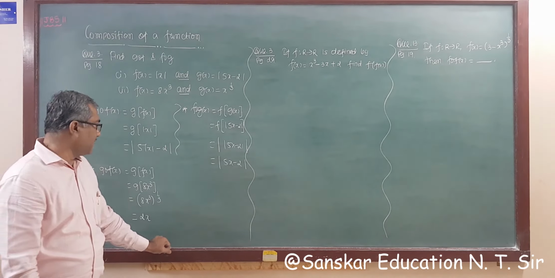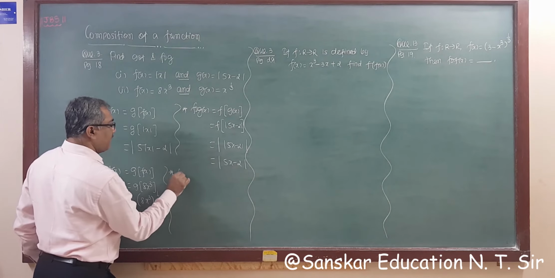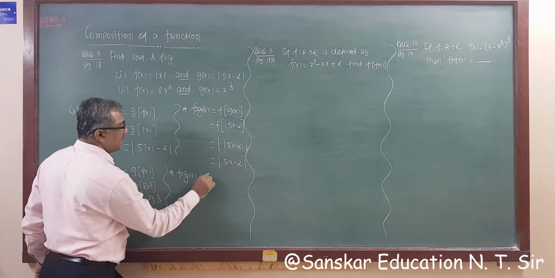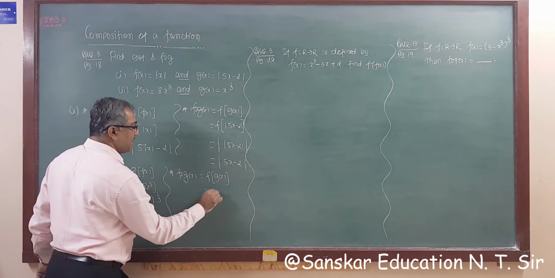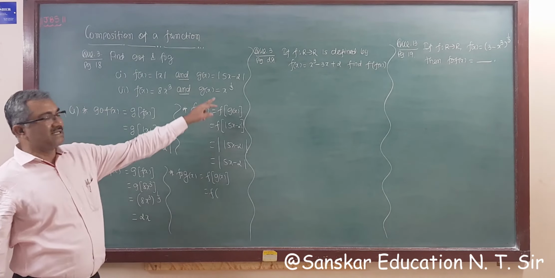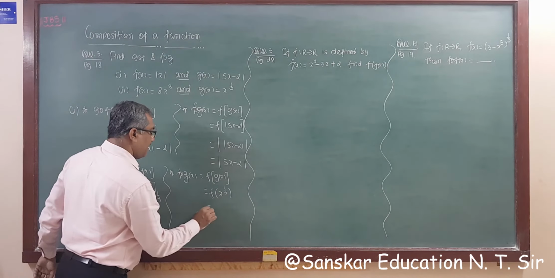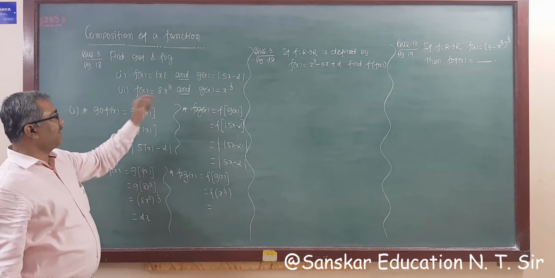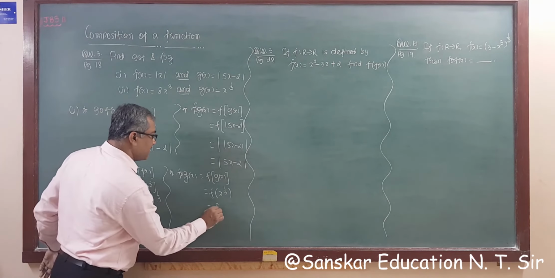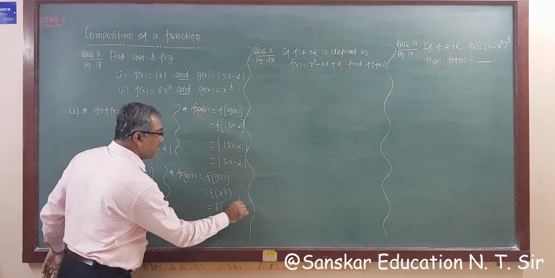The answer is 2x. And for f of g, f of g of x is equal to f of g(x). So this is f. What is g(x)? It is x raised to 1 upon 3. So this is x raised to 1 upon 3, and f of the bracket is 8 times the bracket raised to 1 upon 3.